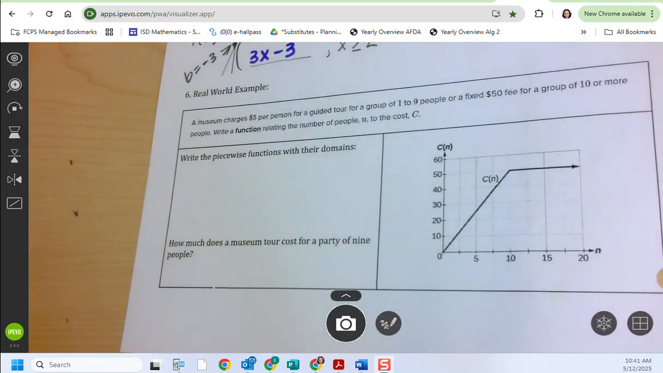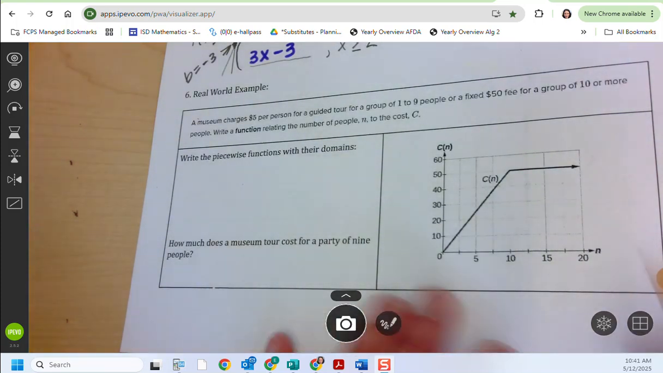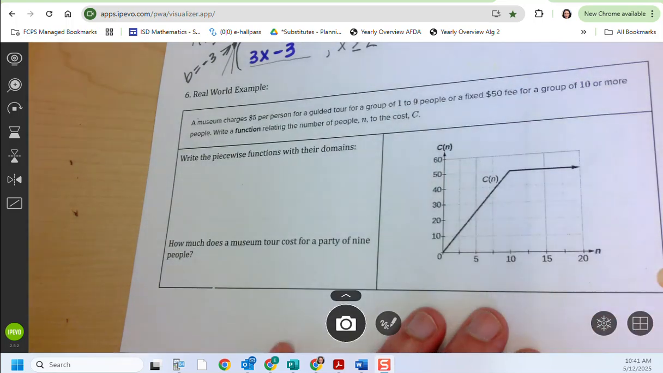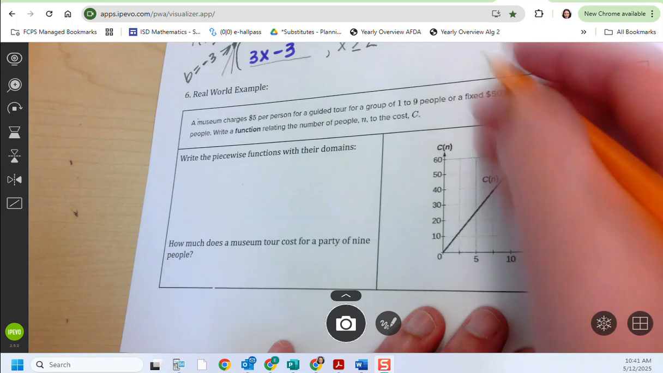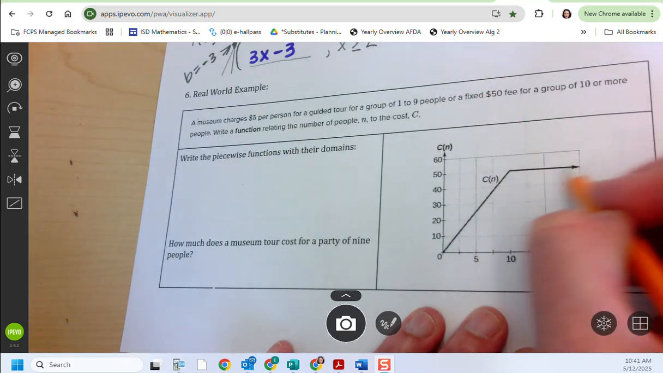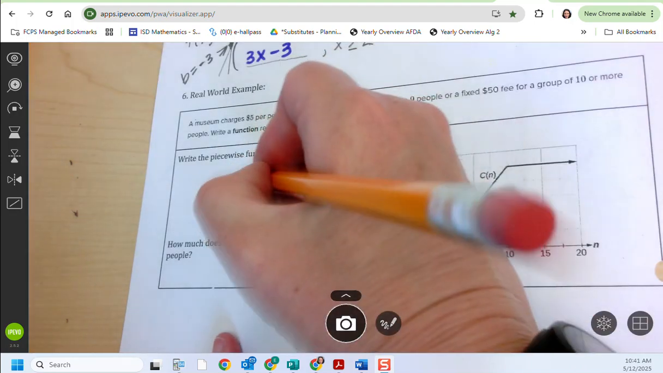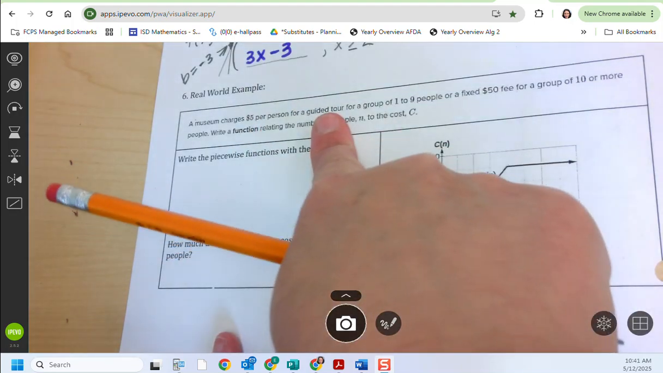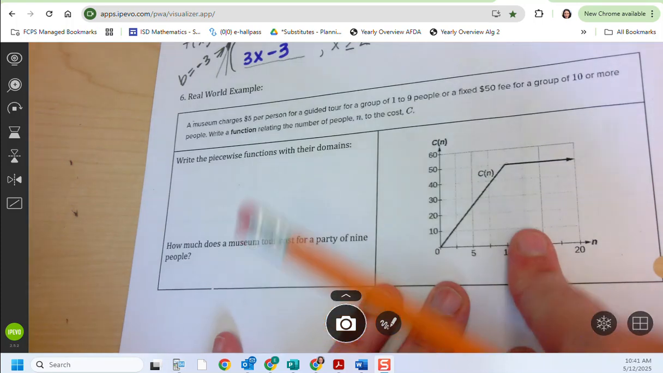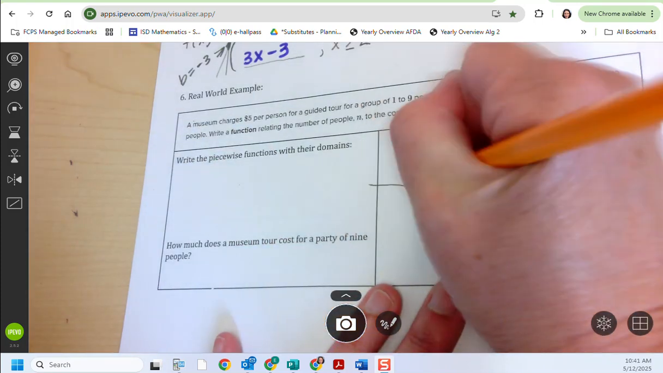The reason why this is not a perfect example is because you can't have like 2.5 people, right? You can't have 2.5 people go to the museum, but when you connect things with a line this way, it's saying that you can have all of those numbers. So that's not perfect. So I'm going to write a function for this graph.